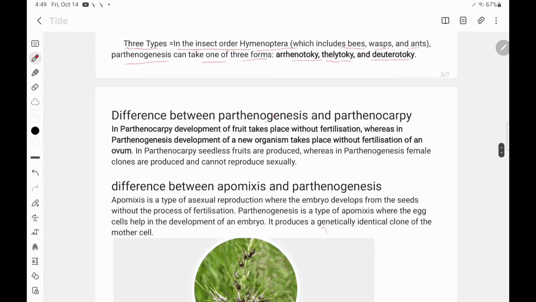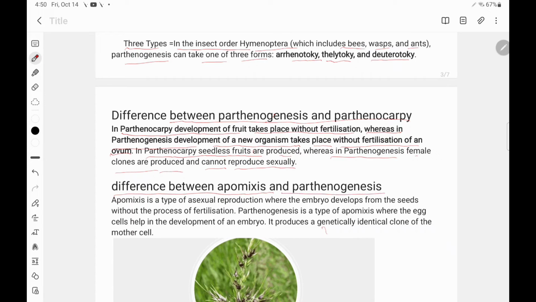Next, the difference between parthenogenesis and parthenocarpy. In parthenocarpy, development of fruits takes place without fertilization, whereas in parthenogenesis, development of a new organism takes place without fertilization of an ovum. In parthenocarpy, seedless fruits are produced, whereas in parthenogenesis, female clones are produced. These are some differences between parthenocarpy and parthenogenesis.